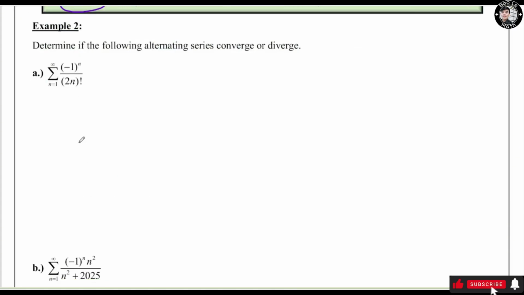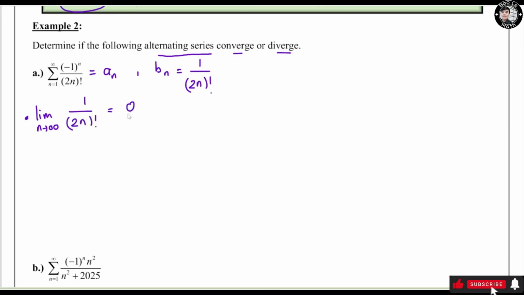Now, example number 2, determine if the following alternating series converge or diverge. I'm going to let the whole thing right here be a sub n, and I'm going to let b sub n equal 1 over (2n) factorial. First, I need to verify if the limit of b sub n as n approaches infinity equals 0. Since b sub n equals 1 over (2n) factorial, this one equals 0.